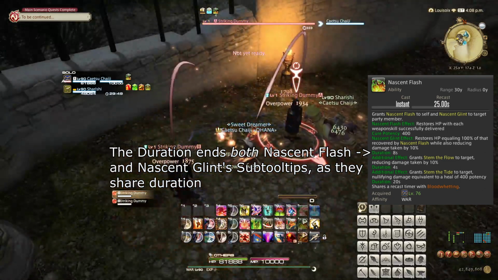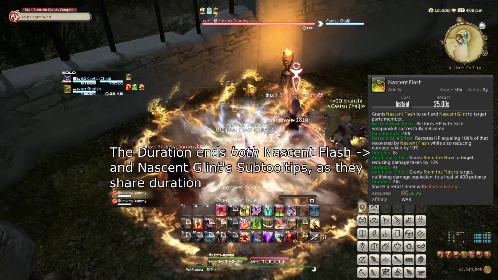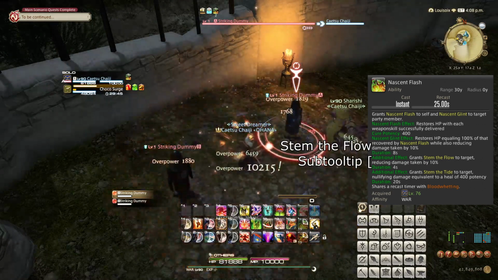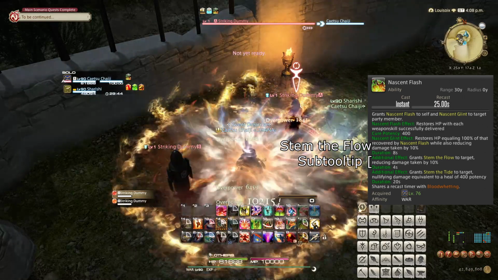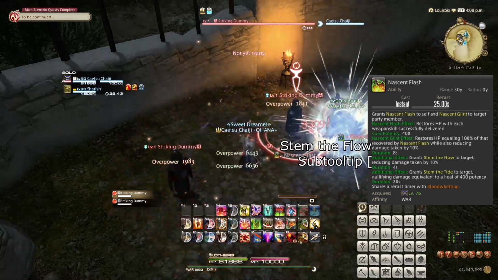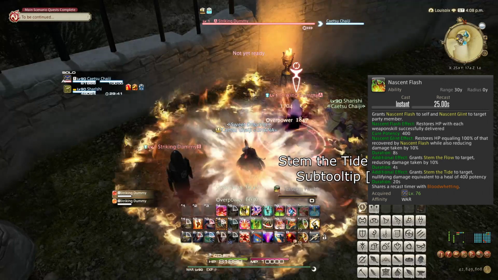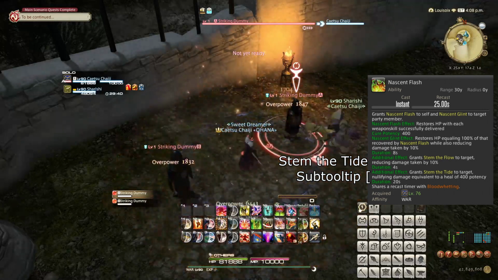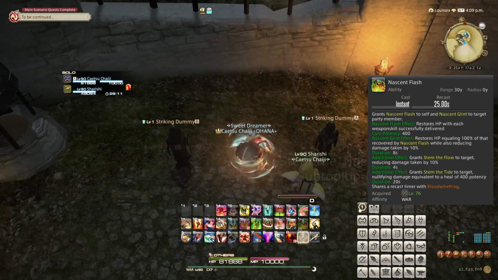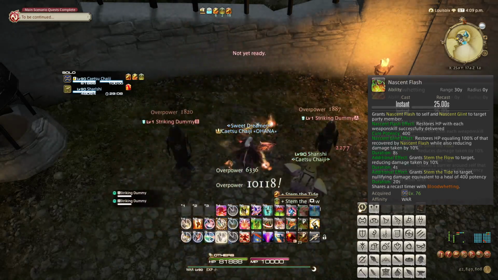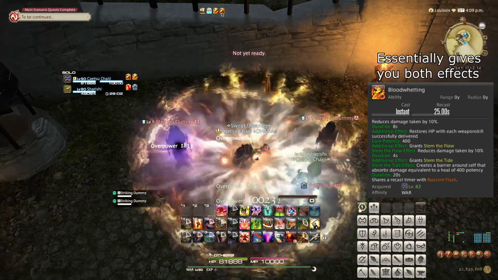Since the duration is denoted, it means we are now back to reading the Nascent Flash ability tooltip and not the sub-tooltip. An additional effect is that it also grants your target, the one getting Nascent Glint, the Stem the Flow effect, which also reduces damage taken by 10%, but only lasts 4 seconds. It also grants your target Stem the Tide, which is a shield worth 400 potency of healing, and it lasts 20 seconds. And finally, Nascent Flash shares its cooldown with Bloodwhetting, the slightly easier to understand self-targeting version of the same ability.